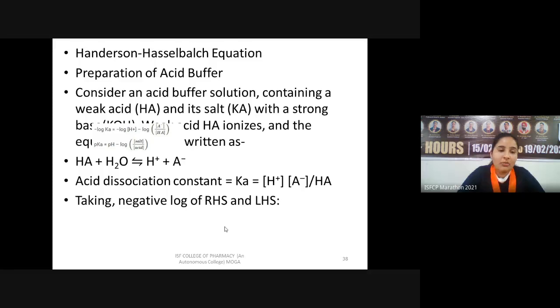By using these concentrations, we can easily find out the dissociation constant. From here we take pKa on the left-hand side and shift the pH to the right-hand side. From here we get the acid dissociation constant, that is, Ka is equal to the concentration of H positive ions multiplied by the concentration of A negative ions divided by the concentration of the acid we have taken, that is HA. Now we will take the negative log on both sides. After taking the negative log on both sides, we will finally get this equation.